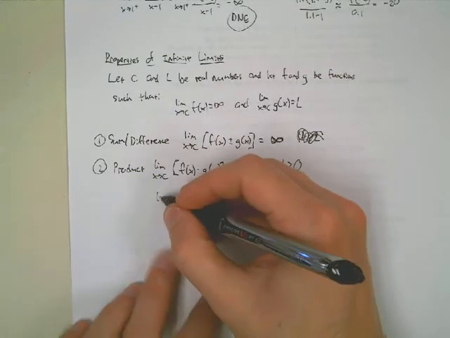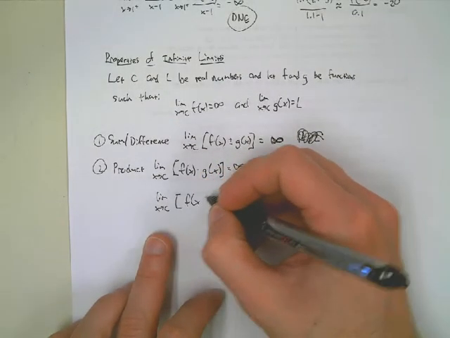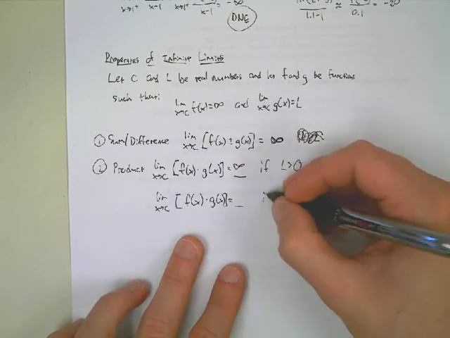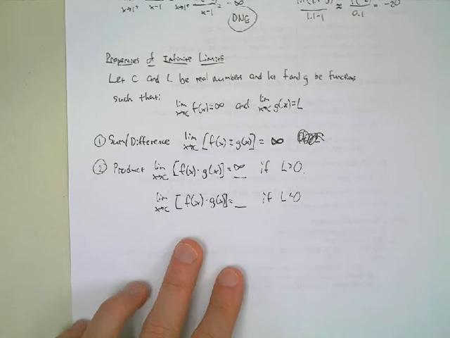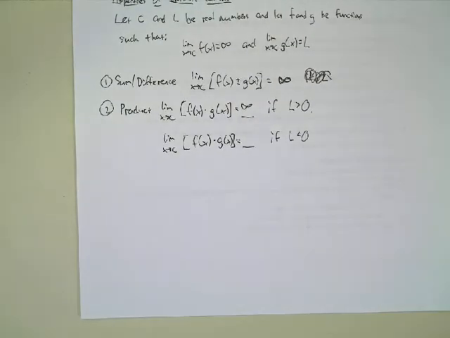Likewise, if we take f of x and multiply by g of x, but this time we say L is less than 0, that means that the limit will be what? Negative infinity.